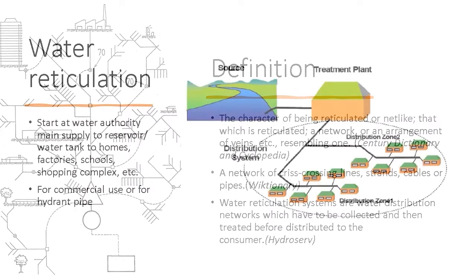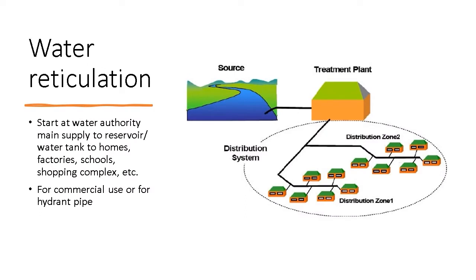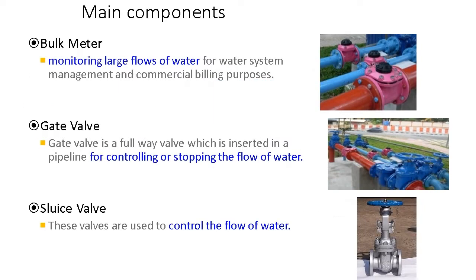That is the definition. The reticulation system start at water authority main supply to reservoir, water tank to homes, factory, school, shopping complex, and many others. For commercial use or for hydrant, pipe. The main components for water reticulation system are bulk meter, gate valve, sluice valve, scour valve, A valve, and hydrant.